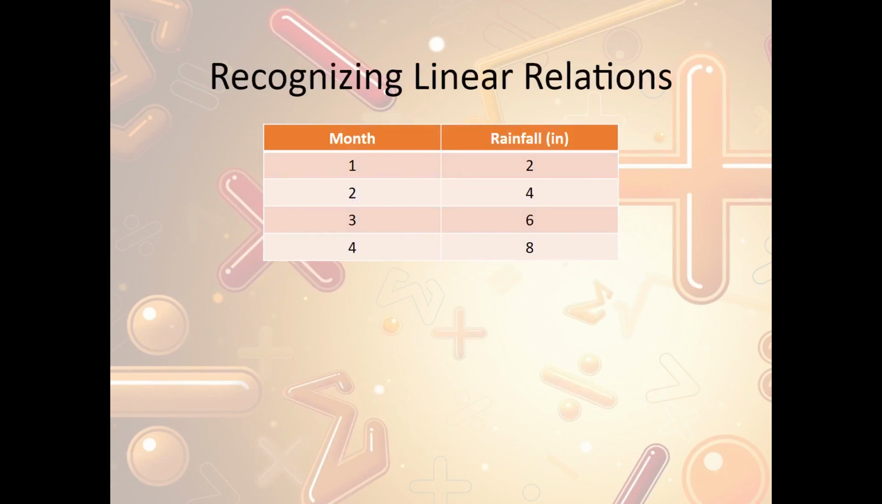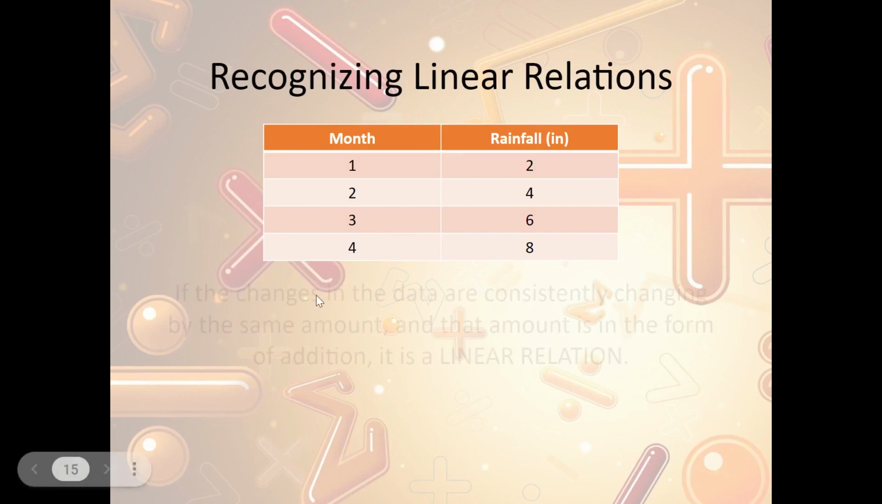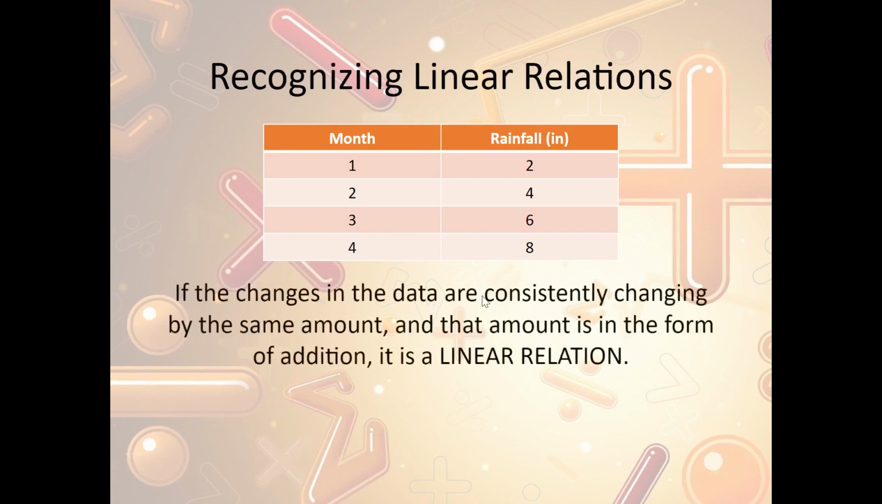Now from that, can we tell if these patterns are linear or not? Well, if the changes in the data are consistently changing by the same amount, and that amount is in the form of addition, it is a linear relation.